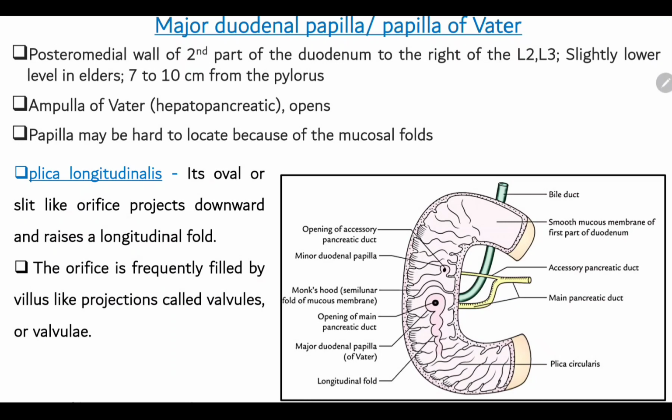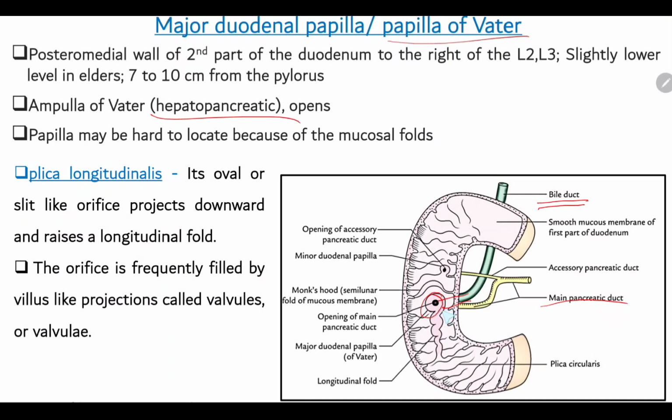Now, what is the major duodenal papilla? This major duodenal papilla is also known as the papilla of Vater. It is nothing but the opening of the hepatopancreatic duct, that is, the bile duct and the major pancreatic duct both open here, which is known as the hepatopancreatic duct. The hepatopancreatic duct opens as the major duodenal papilla. So how will you define the major duodenal papilla?